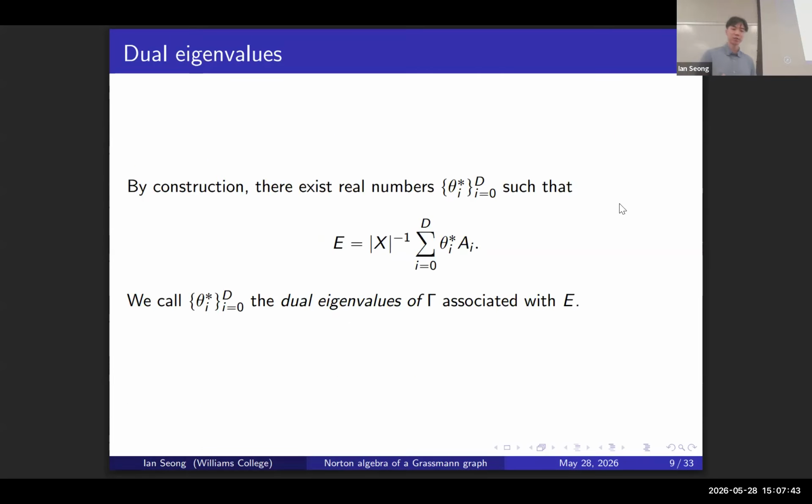Okay, now we talked about the eigenvalues of a graph. We have this thing called the dual eigenvalues, and how are they defined? We know that the A_i form a basis for the Bose-Mesner algebra, and the primitive idempotent E also lies in the Bose-Mesner algebra. So we can write E as a linear combination of these A_i, and the coefficient that comes along with A_i is going to be the size of X inverse times theta_i star. So this is by definition. I didn't decide this, someone else did, and I just follow it. The theta_i star is what we're going to call the dual eigenvalues of gamma that is associated with E.